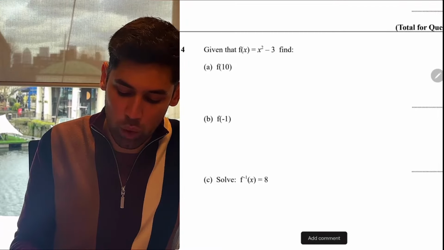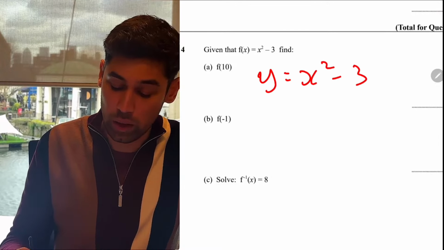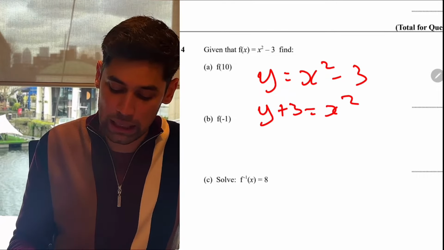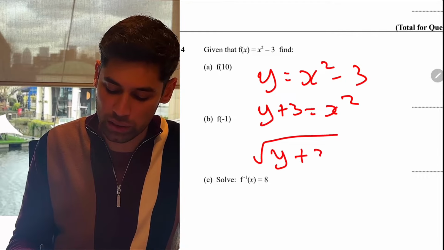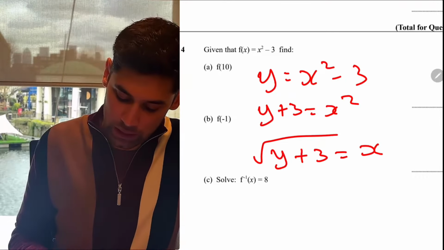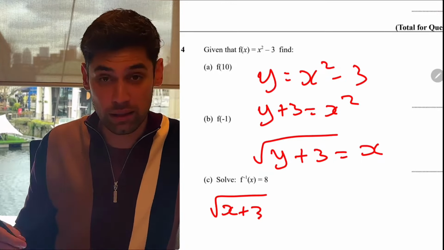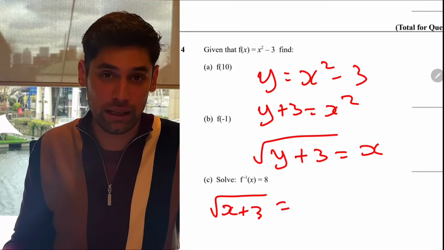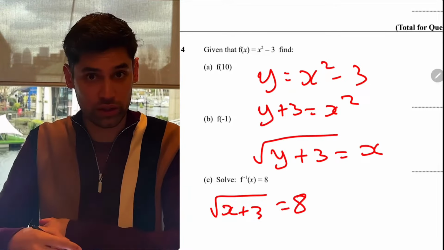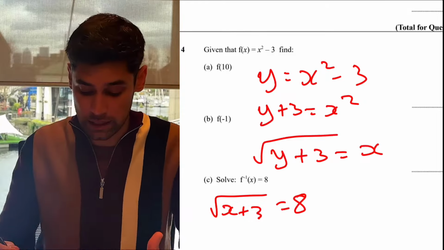So remember, we're going to make y equal x squared minus 3. We're going to make x a subject, so y plus 3 equals x squared. So the square root of y plus 3 equals x. Then we swap the x and the y to get root x plus 3 is our inverse function, and that equals 8. So we've done quite a hefty chunk in just these 4 steps. We found the inverse of f of x, and now we've made it equal to 8.